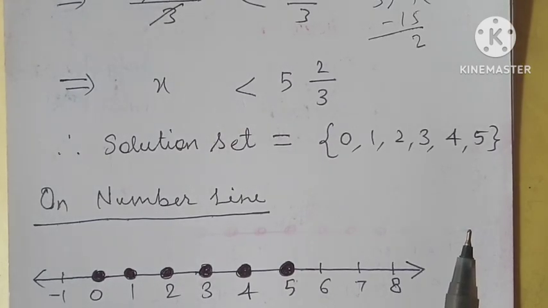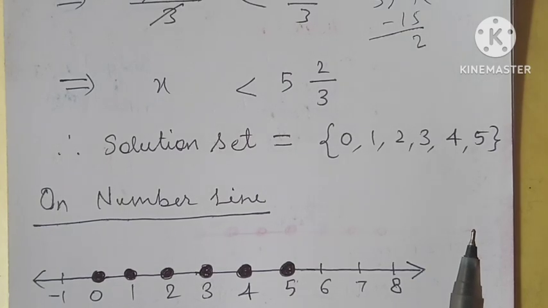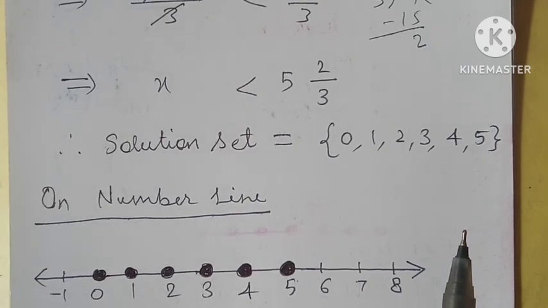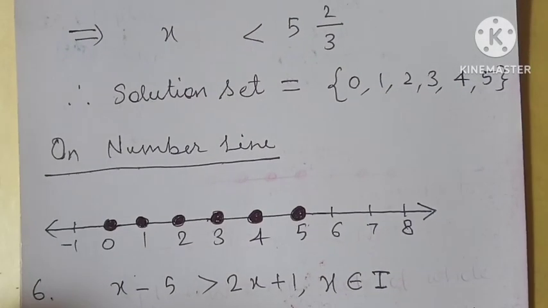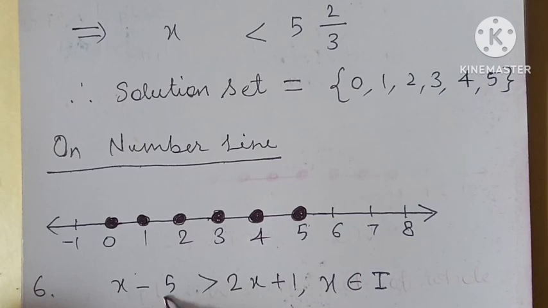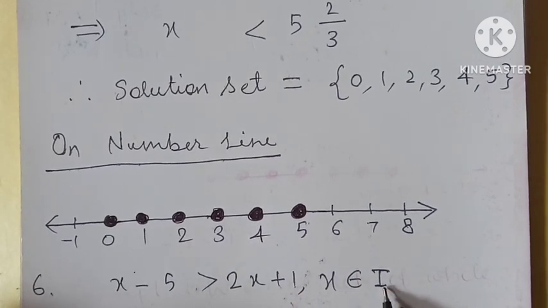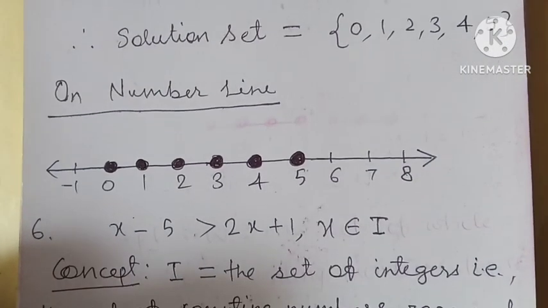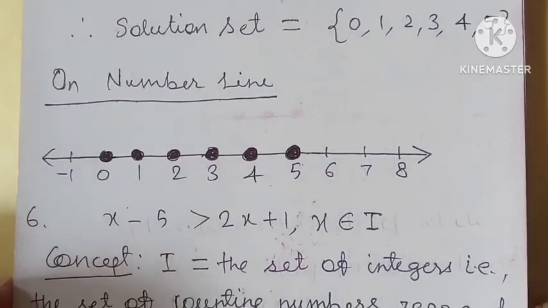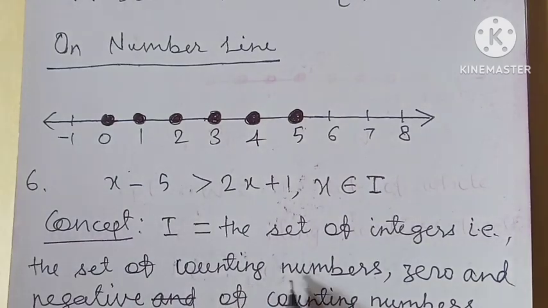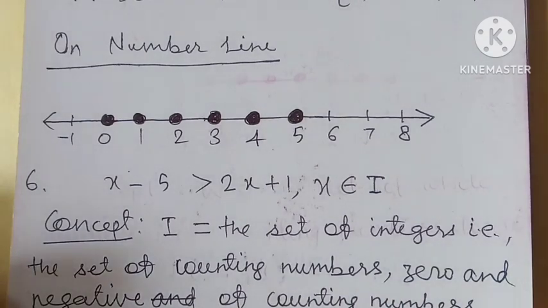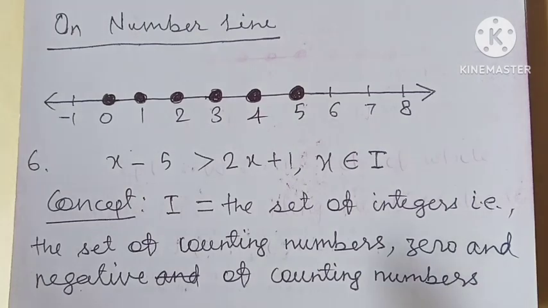Now questions number 3, 4 and 5 are solved similarly. You can try. Let us do question number 6. Here the question is x minus 5 is more than 2x plus 1, where x belongs to I. I is the set of integers, that is the set of counting numbers, 0 and negatives of counting numbers.